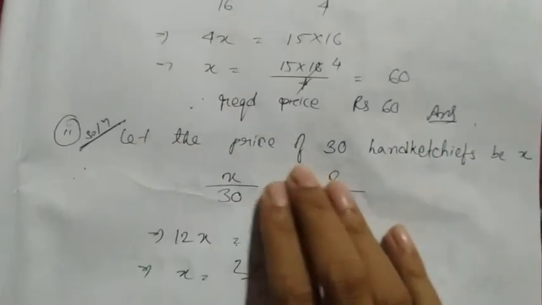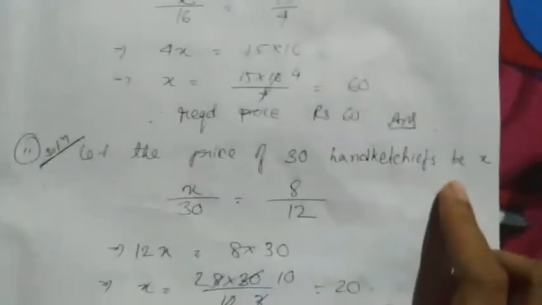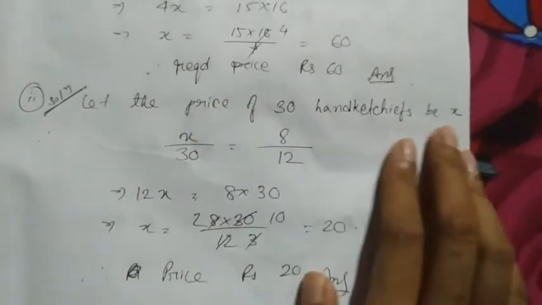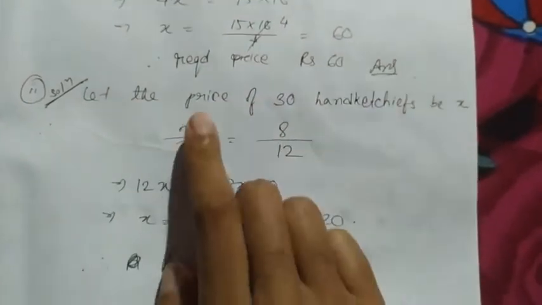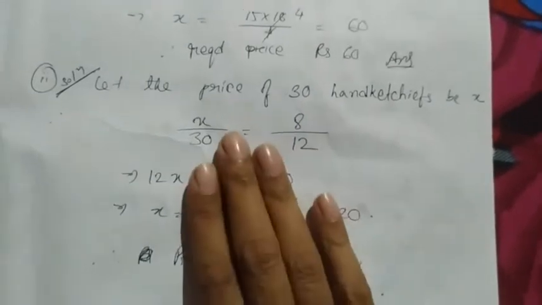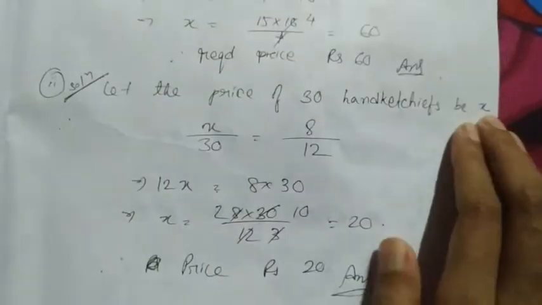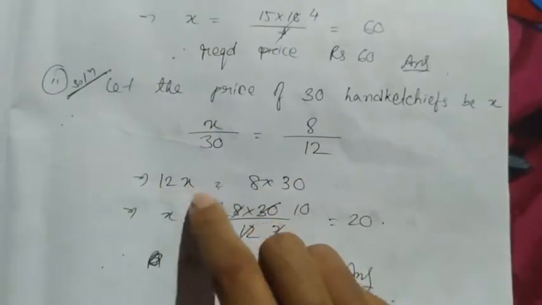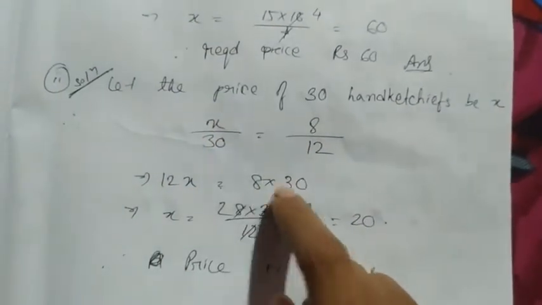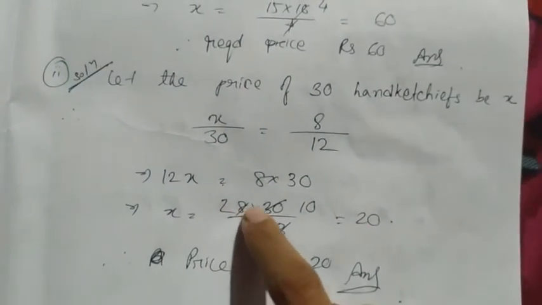Number 2. If the price of 30 handkerchiefs be x. Okay, the question was to find the value of the price, so let it be x. So x by 30 equals 8 by 12. You can see the question in the book. I have done only the solution part, the question is not written here. Sorry. So 12 into x equals 8 into 30. So x equals 8 into 30 divided by 12.